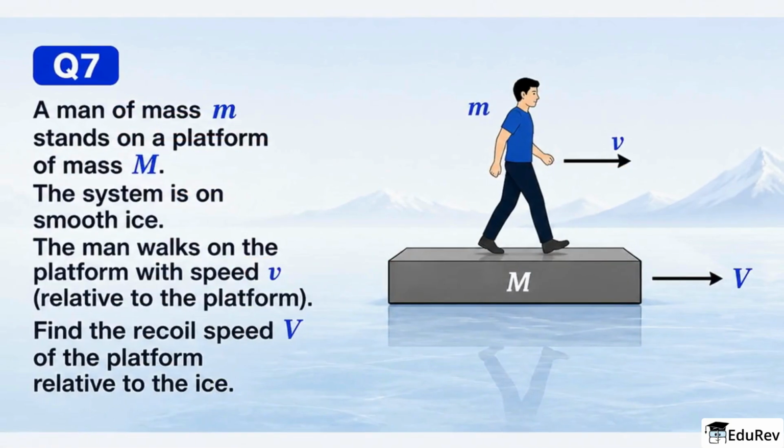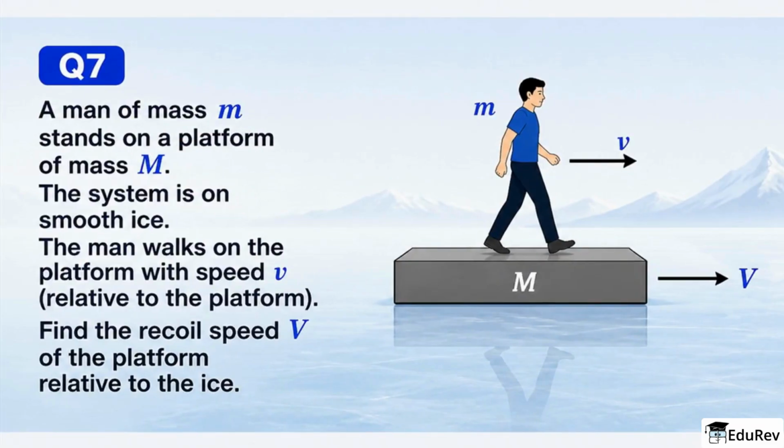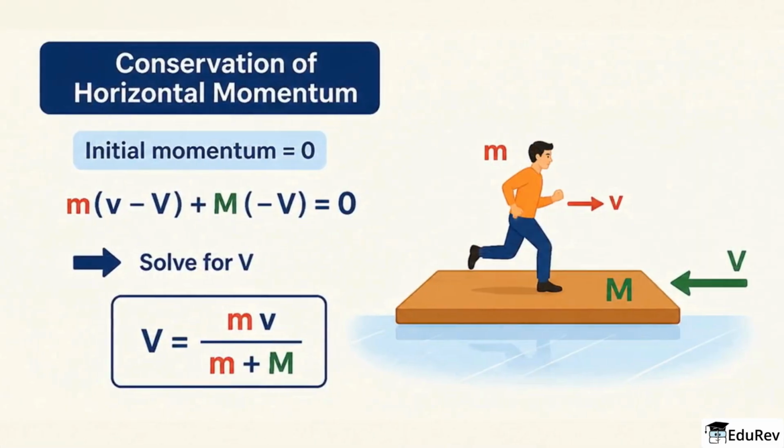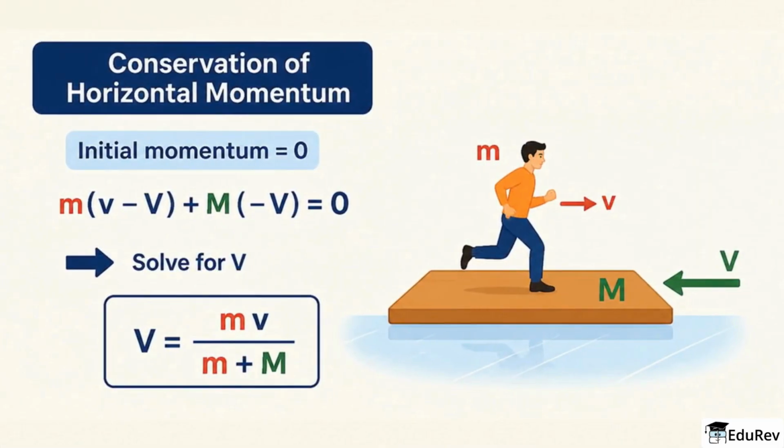Question number 7 with a man of mass m on platform mass M on smooth ice. Man moves relative to platform with speed v. Find recoil speed V of platform relative to ice. Use conservation of horizontal momentum. Initial momentum 0. Final M times (v minus V) plus M times (negative V) equals 0. Solve for V to get V equals m times v divided by m plus M.